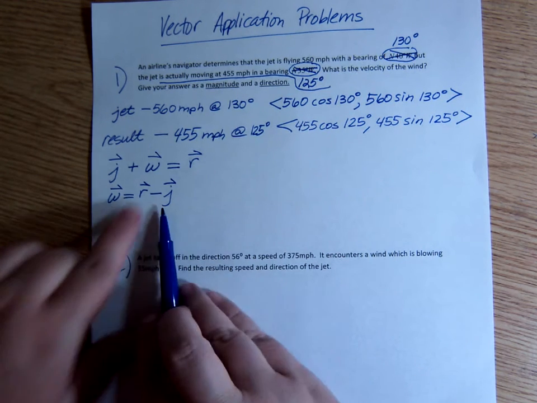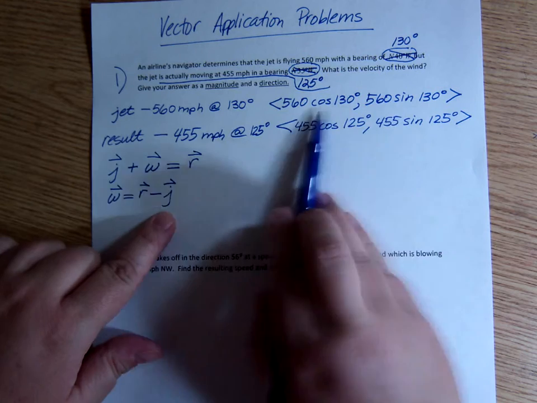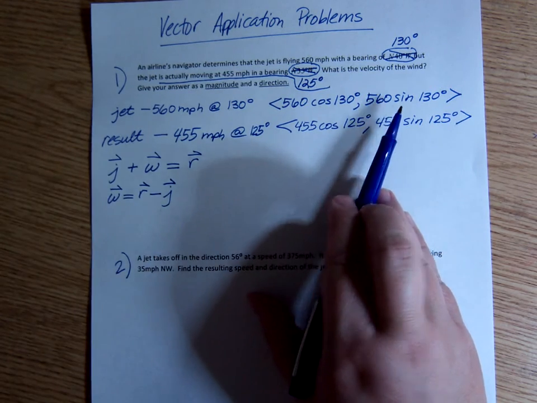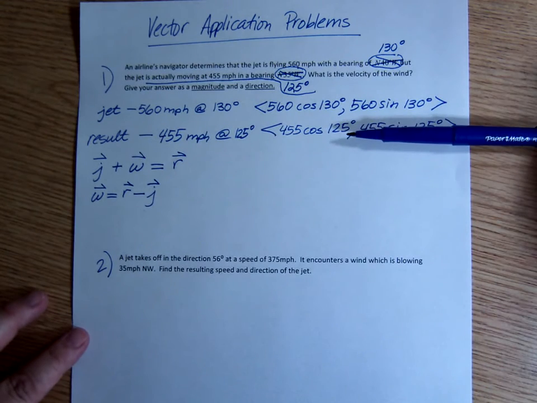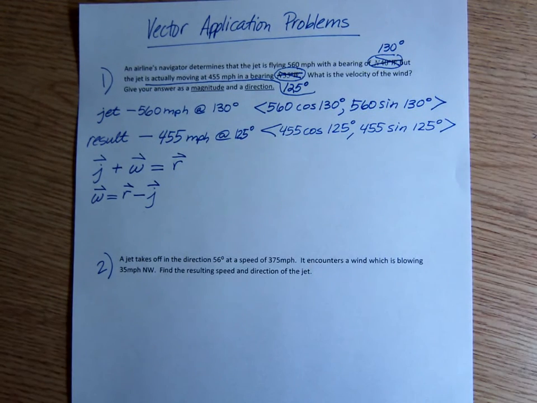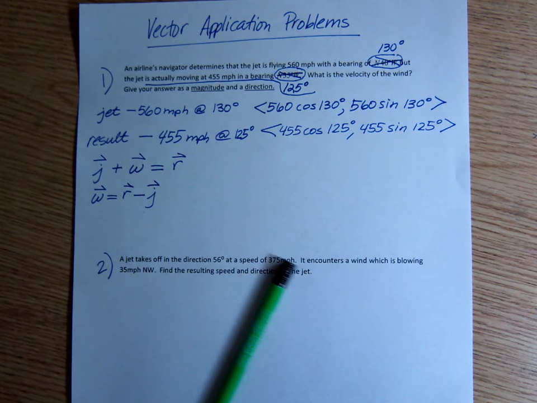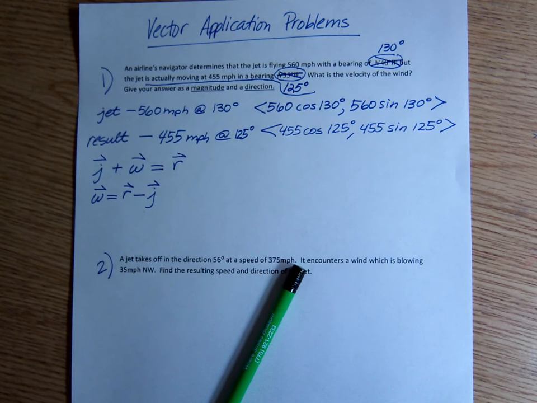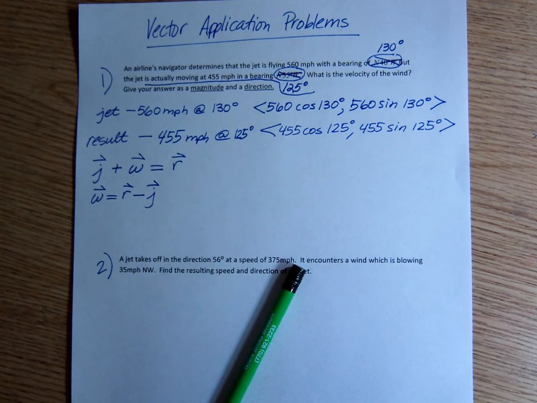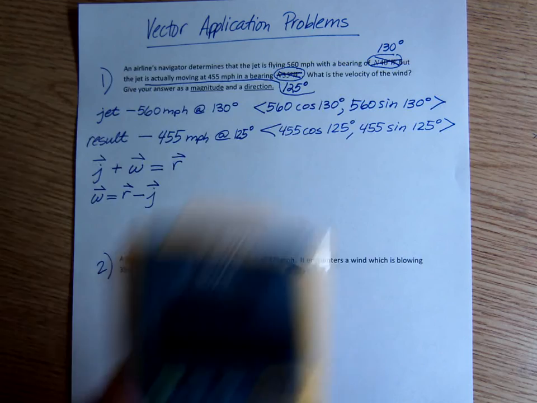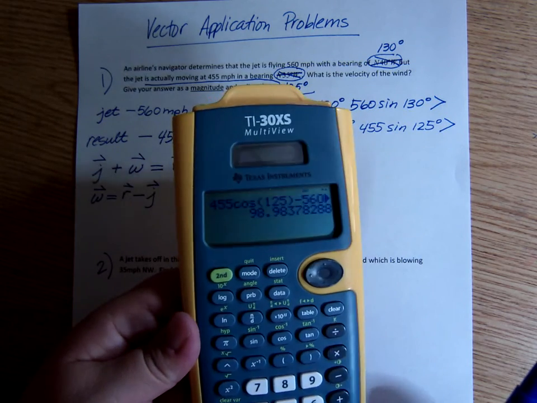Okay, so here's the resultant, here's the jet, and I failed to bring a calculator over here, which is just great. So I'm going to subtract the result, which is the final, minus the jet. First I subtract the horizontals, basically subtract the like things, the cosine expressions and the sine expressions. So I've got 455 cosine 125 minus 560 cosine 130. When I do that, I get 98.98.